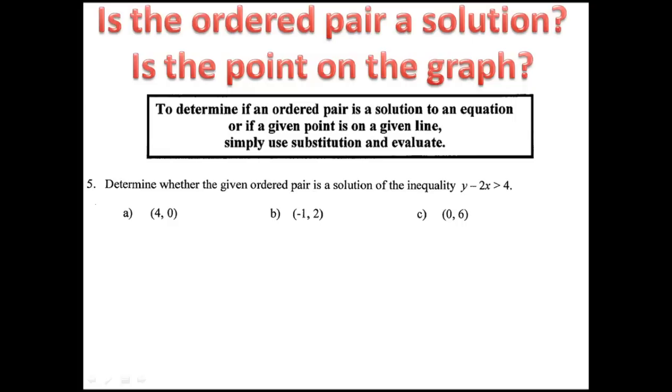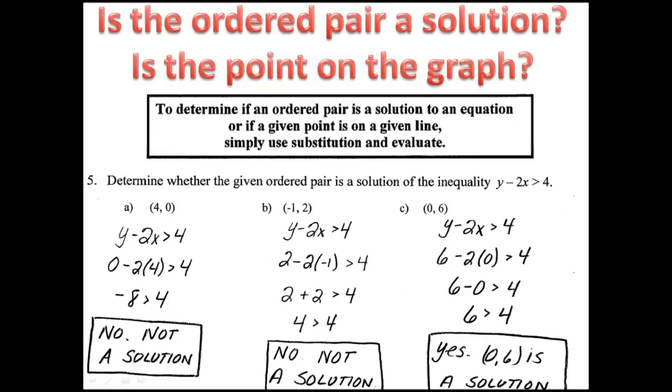In example A, when I plug 4 in for x and 0 in for y, I end up with negative 8 is greater than 4. Clearly that's not true, and so the point (4, 0) is not a solution. On part B, I plug negative 1 in for x and 2 in for y. I end up with 4 is greater than 4. 4 is not greater than 4. That's not true. And so the point (negative 1, 2) is not a solution.